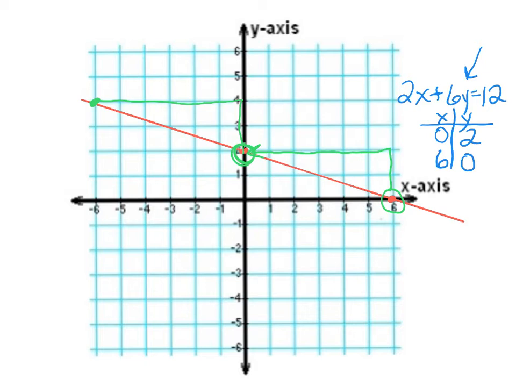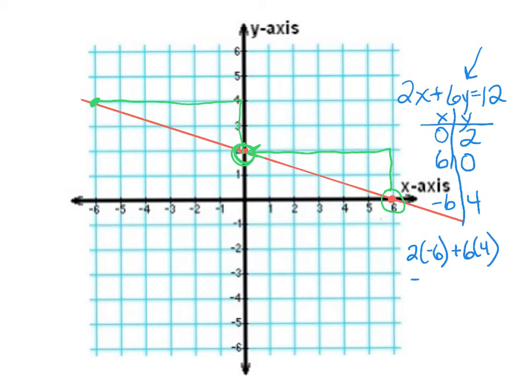That particular point is the point -6, 4. X is -6. Y is 4. And then I want to make sure that that does work in my equation. So if I put -6 in for x, that means I have 2 times -6 plus 6 times y, which is 4. And I have to solve that and make sure it's equal to 12.